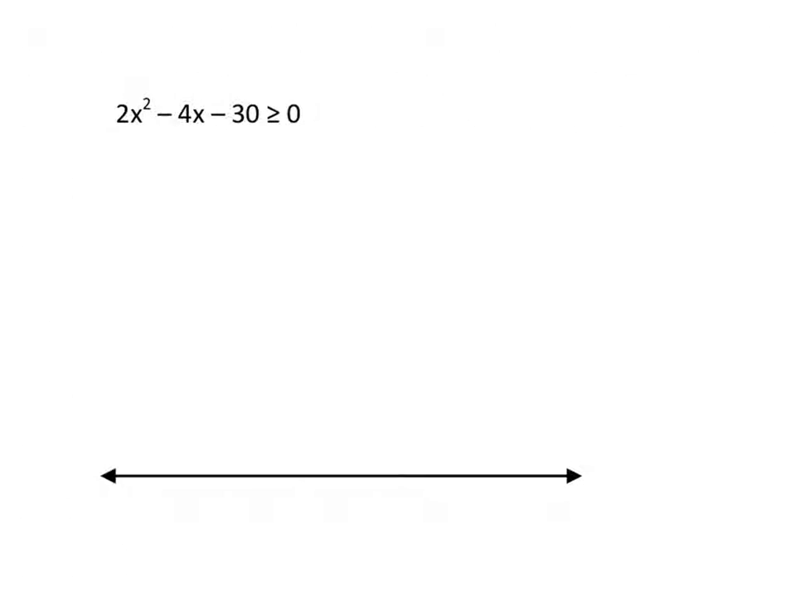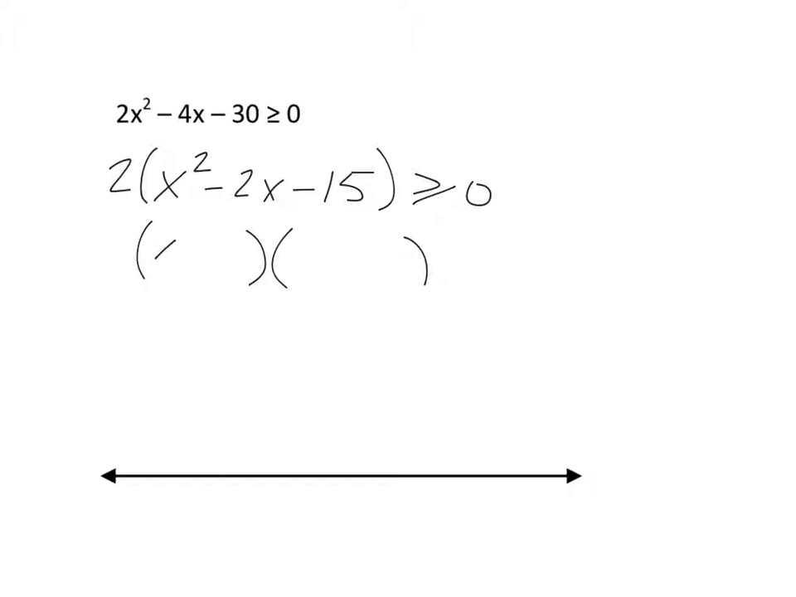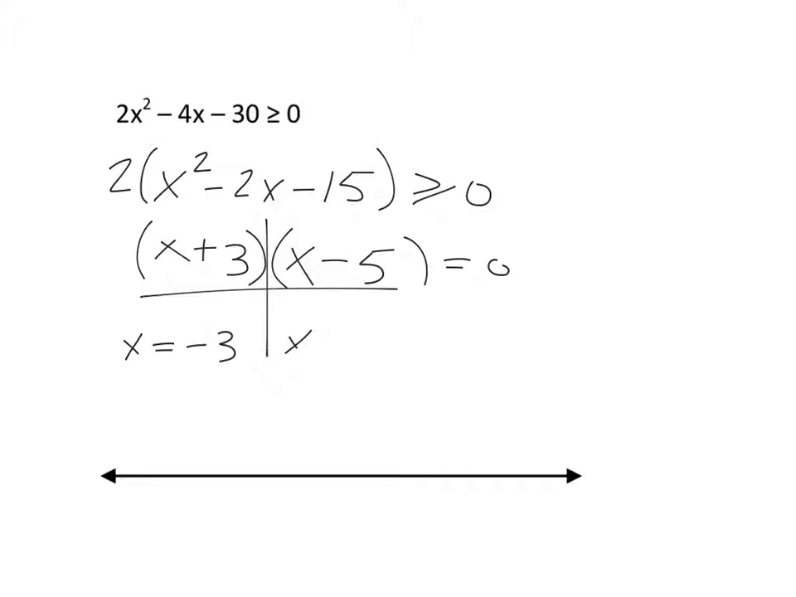The next question I'm also going to factor. The first thing I'm going to do is pull out a GCF of 2. And then I'm going to do AM. Factors of 15 that add to a negative 2 are a negative 5 and a positive 3. If you split this, set each piece equal to 0, you'll get x equals negative 3 and x equals 5. And that's what will go on your number line, negative 3 and 5.